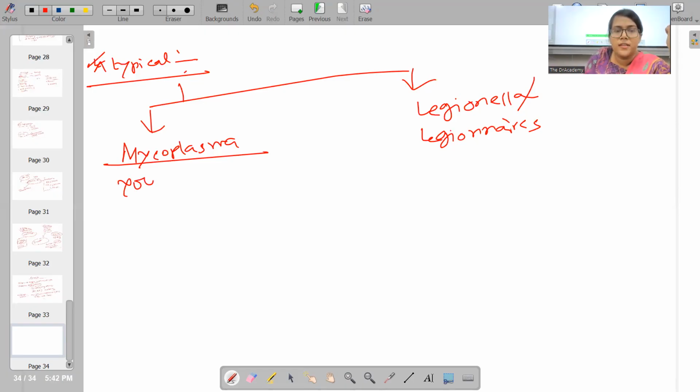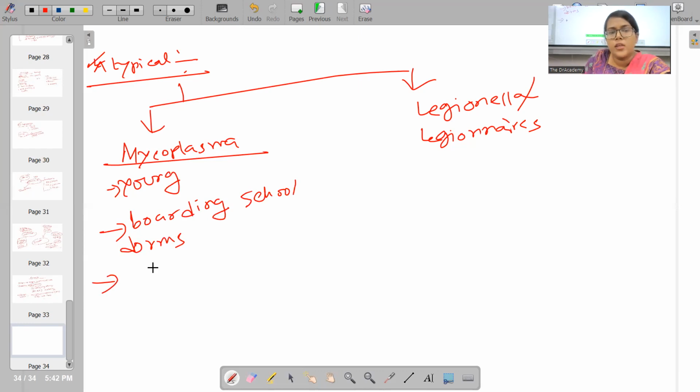It usually affects the young individuals. It takes place where there is close proximity to people, like in the boarding school or maybe in the dormitories, okay? Boarding school, dorms. Usually in the UK, every 4 years, there is an epidemic of the Mycoplasma pneumoniae.